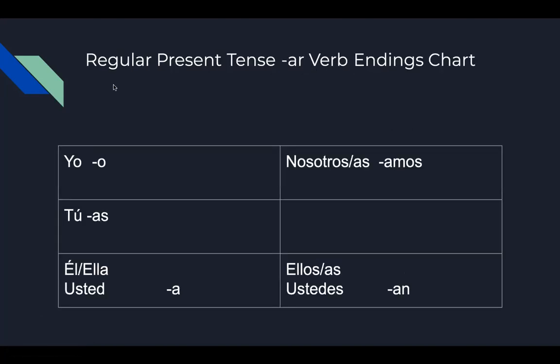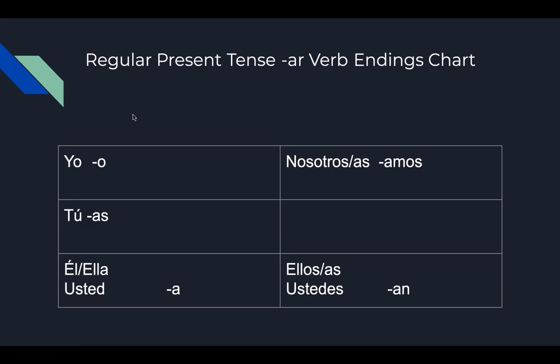So this is the regular present tense AR verb endings chart. So you can see we have our pronouns here. We have yo, tú, él, ella, usted, nosotros, nosotras. Like I said, there's usually one in here because it's vosotros, which is only used in Spain and Argentina. So I'm not even going to worry about it because nobody uses it pretty much unless you're in Spain or Argentina. So we're not even going to bother with it. And this is ellos and ellas and ustedes. So you see we have our pronouns here.